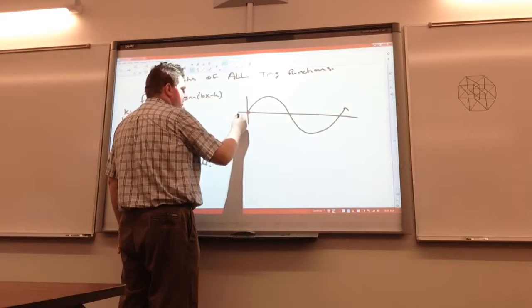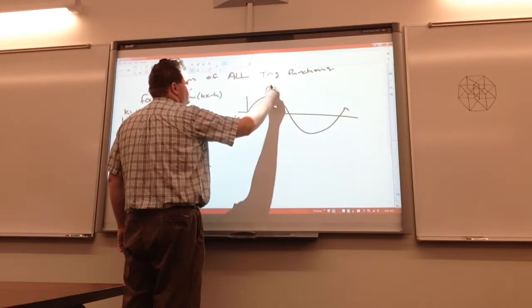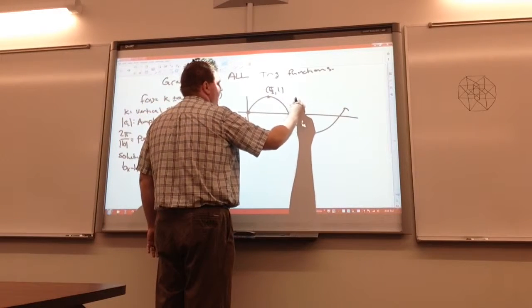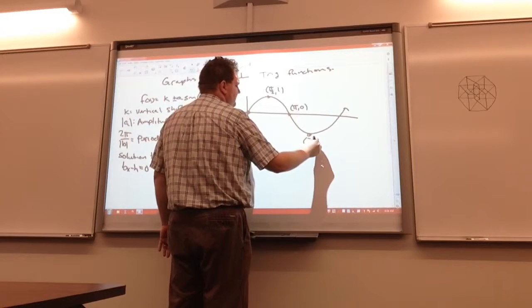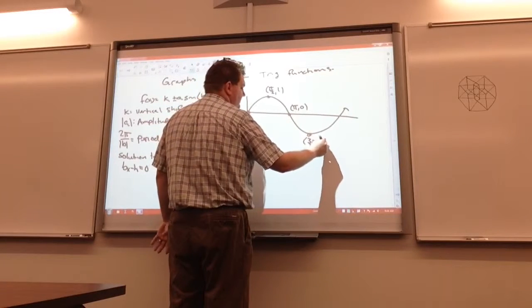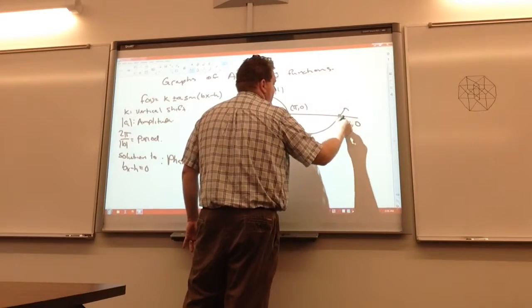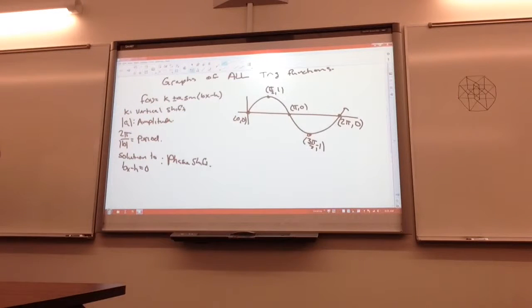This would be the point 0, 0. This is the point pi over 2, 1. This is pi, 0. This one down here is 3 pi over 2, minus 1, excuse me. And it repeats at 2 pi at this point here, okay? So that's the sine graph right there, this classical sine graph. The cosine graph, as we saw, would be taking that and just scooting it over, okay?